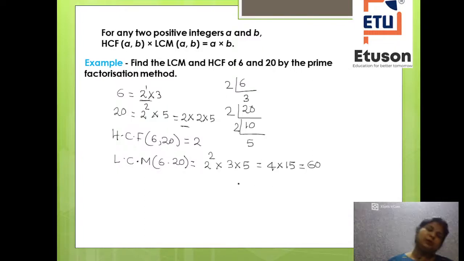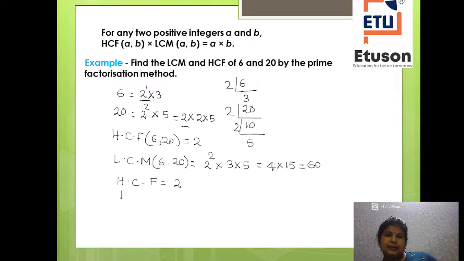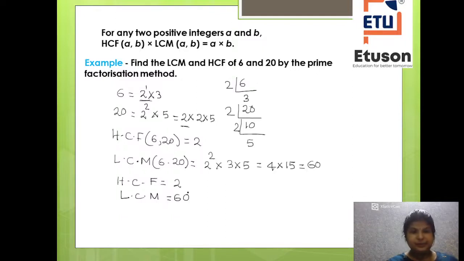So while finding out the lowest common multiple, you take the highest power of the common factors. While taking the HCF, you take the lowest power of the common factor. So you have LCM is equal to 60. So you can just write down the answer. HCF is equal to 2 and LCM is equal to 60. Clear? So now let us go to the next problem.